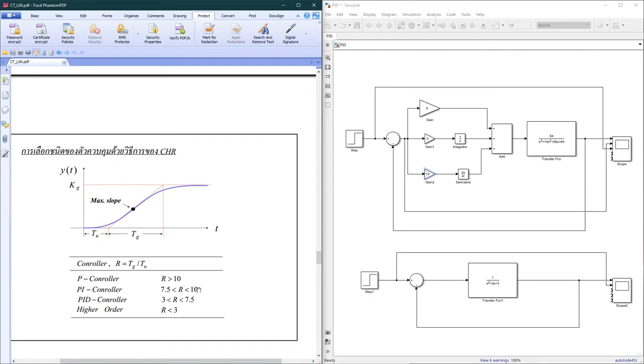Next, if R is in this range, we will use PI control. And finally, if R is in this range, around here, we will use PID control. It indicates that the graph in the range has a high slope.